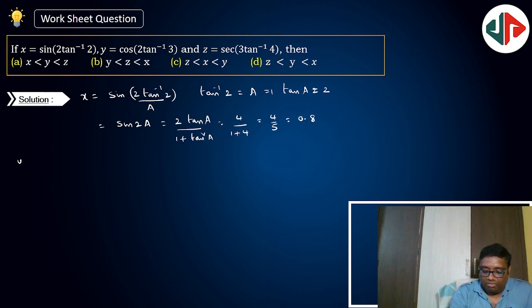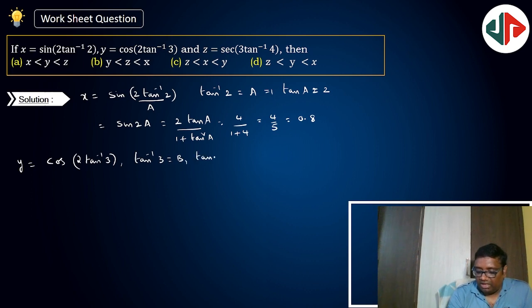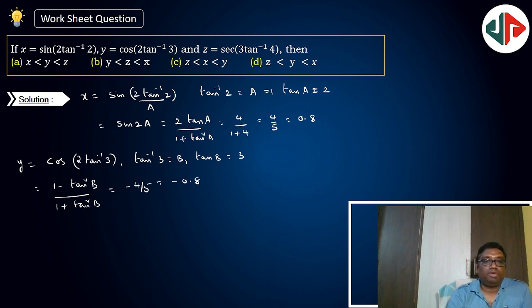In the same manner, y is equal to cos of 2 times of tan inverse of 3. Same consideration. Tan inverse of 3 is equal to, you can consider as b. So tan b is equal to 3. So it becomes cos 2b. We can read it as 1 minus tan square b by 1 plus tan square b. So if you simplify, y value will be minus 4 by 5. So minus 0.8. What is the relation? y is always less than x.